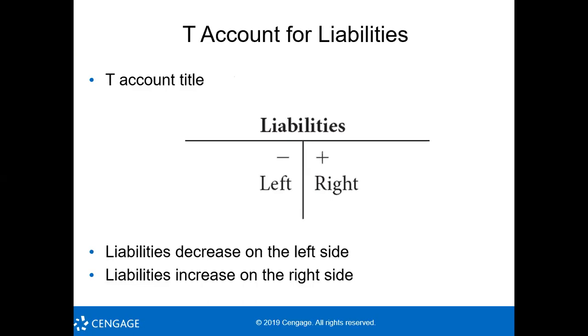Liabilities are opposite, okay? So liabilities decrease with a debit, increase with a credit. And so that's what it's showing you here. Again, the left side of the T account is called the debit side. So liabilities decrease with a debit, decrease on the left side. And the right side of the T account is called the credit side. Liabilities increase on the credit side, on the right side of the T account.